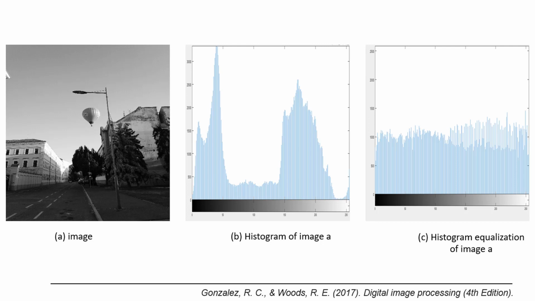Hello everyone, in this video I'm going to talk about histogram equalization. Histogram equalization is a technique used to improve contrast in images by expanding the range of intensity to as uniform a histogram as possible. This figure shows an image with its histogram and the histogram after equalization.